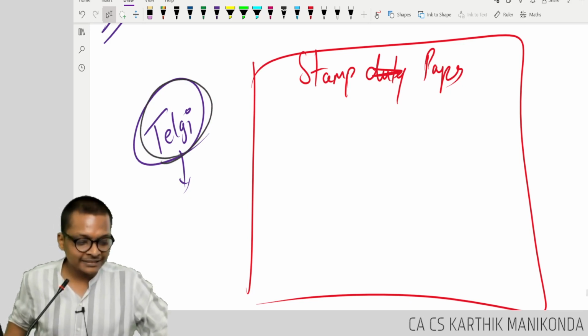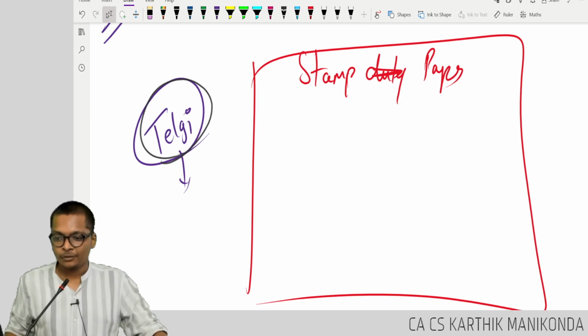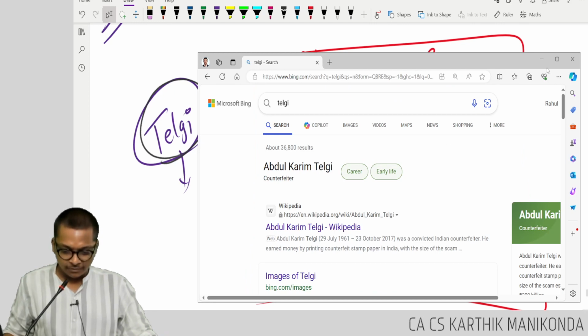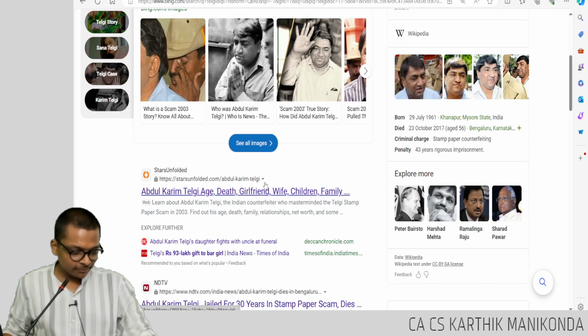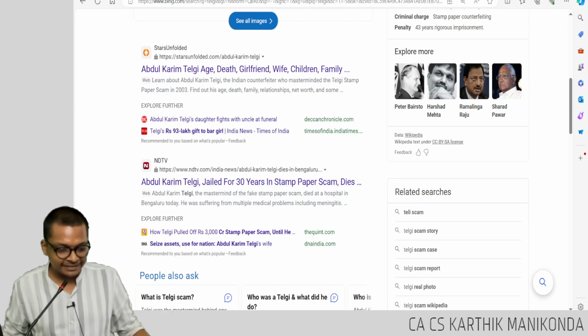All the people who have done scams are very smart. Correct? Harshad Mehta, Vijay Mallya, all are smart fellows. You have to appreciate their brains first of all. They have broken the system. This guy, the Telgi scam, jailed for 30 years in the stamp paper scam, a very big scam it is.